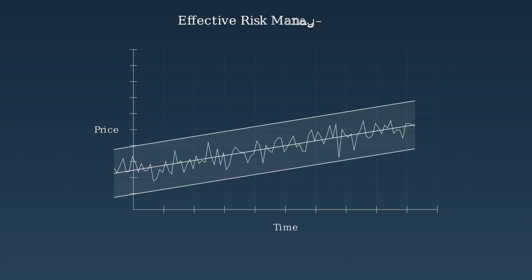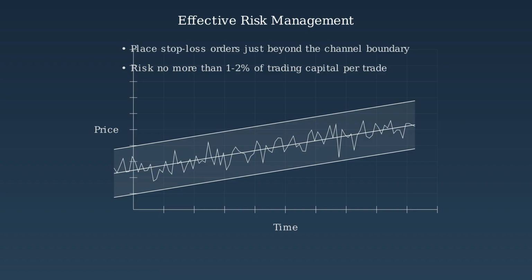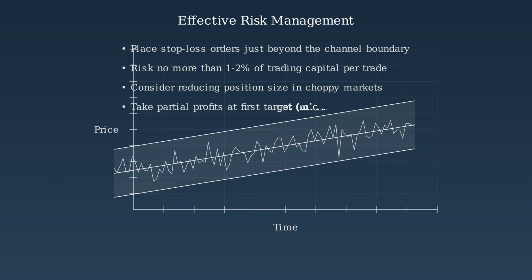Proper risk management is crucial for channel bounce strategies. Always place stop-loss orders just beyond the channel boundary to limit potential losses. Risk no more than 1 to 2% of your trading capital on any single channel bounce trade. Consider reducing your position size during choppy or uncertain market conditions. And consider taking partial profits at the first target, the middle line, to reduce risk on the remainder of the position.